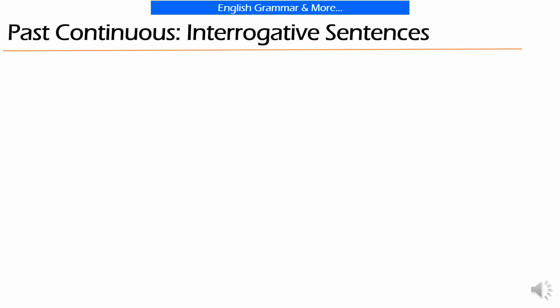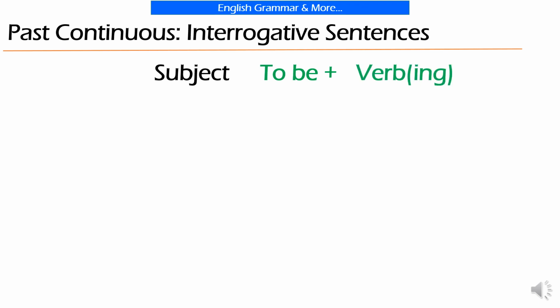Now let's see how we use the past continuous tense form in interrogative sentences. As you already observed, in the affirmative case, we added to be in the past tense right after the subject, and then we added a verb with the ing suffix. However, in interrogative sentences, we need to bring to be right before the subject. Let's look at it in a few examples.